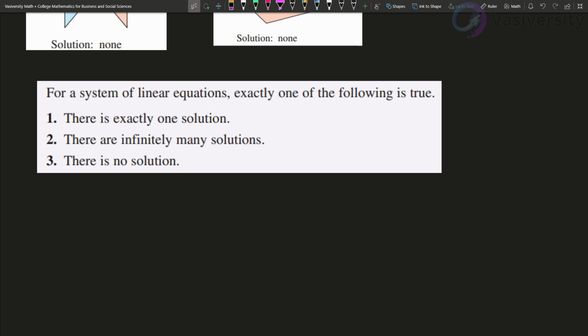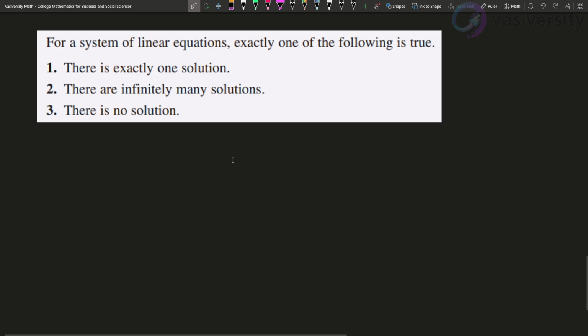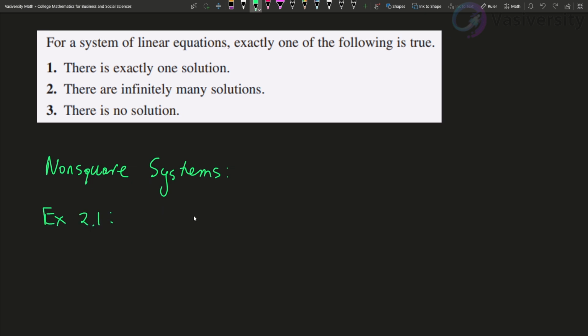Okay, and when do we have infinitely many solutions? It is when we are dealing with non-square systems of linear equations. So essentially, what would be an example? Something like this. So example 2. We would have x minus 2y plus z equal to 2, and then 2x minus y minus z is equal to 1.